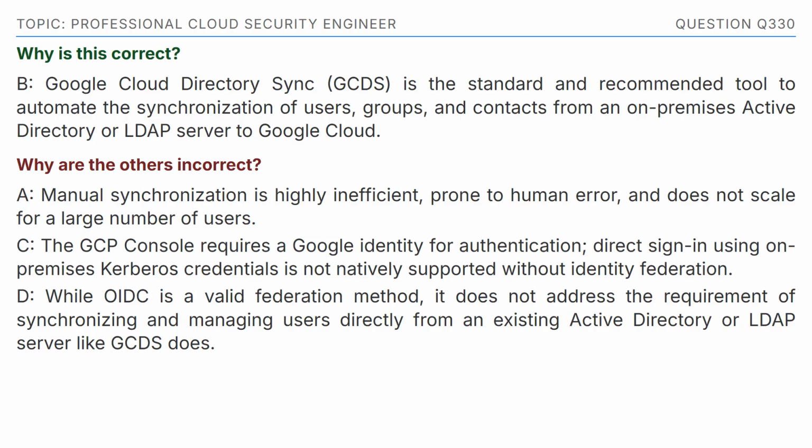Why are the others incorrect? A. Manual synchronization is highly inefficient, prone to human error, and does not scale for a large number of users. C. The GCP console requires a Google identity for authentication. Direct sign-in using on-premises Kerberos credentials is not natively supported without identity federation. D. While OIDC is a valid federation method, it does not address the requirement of synchronizing and managing users directly from an existing Active Directory or LDAP server like GCDS does.